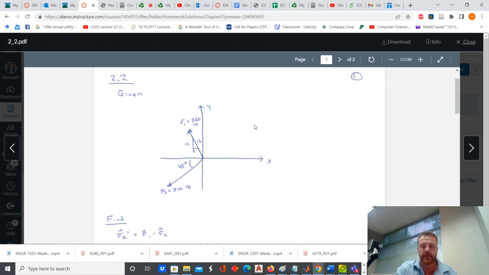So if you notice, the first thing that I did in my solution is I replicated the drawing which I was given. Ideally, even though I don't have a scale drawn here, F1 should have a larger length as represented as an arrow. Then F2 should have a larger length than F1 since the magnitude of F2 is larger. In addition, I've tried to preserve as much geometrical information as I can.